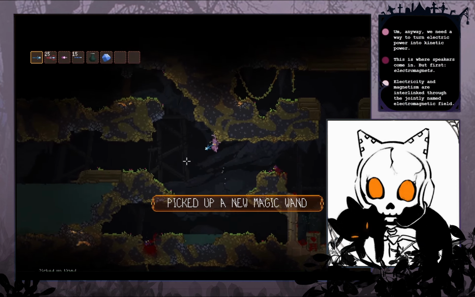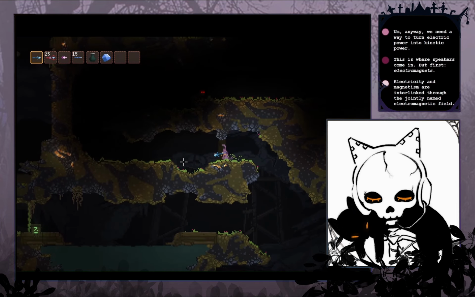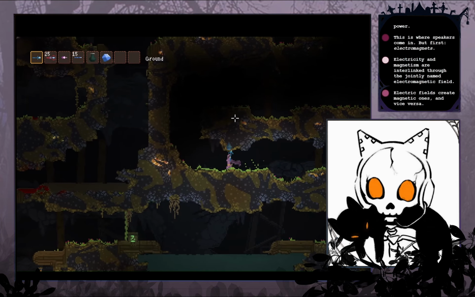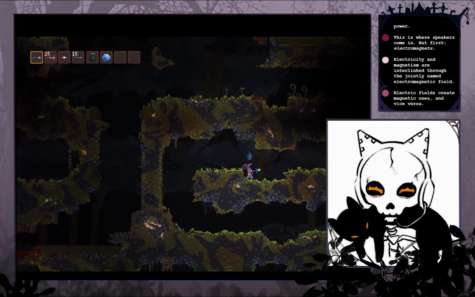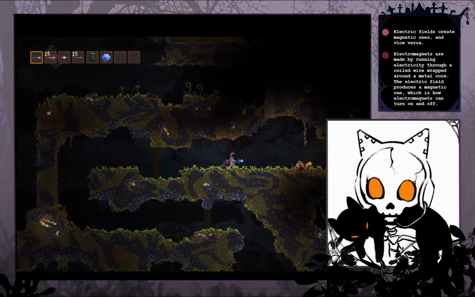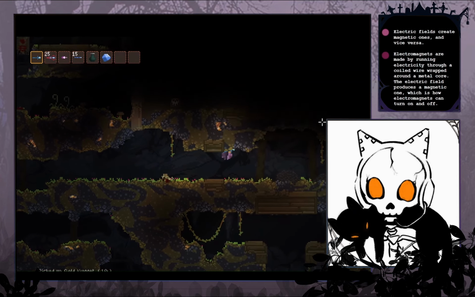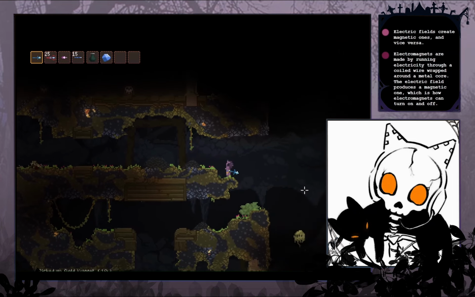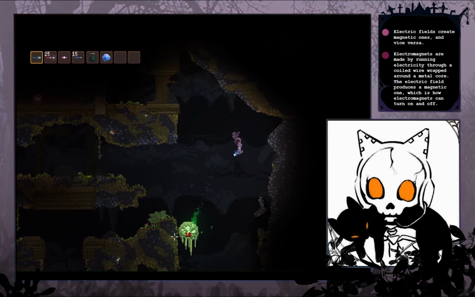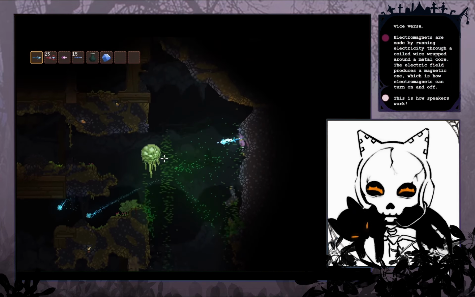Electricity and magnetism are interlinked through the jointly named electromagnetic field. Electric fields create magnetic ones, and vice versa. Electromagnets are made by running electricity through a coiled wire wrapped around a metal core. The electric field produces a magnetic one, which is how electromagnets can turn on and off. This is how speakers work.